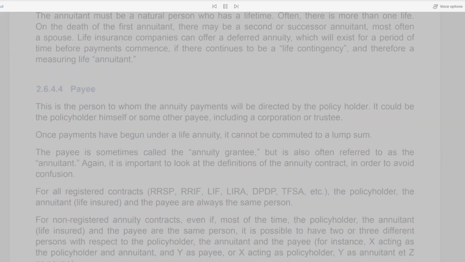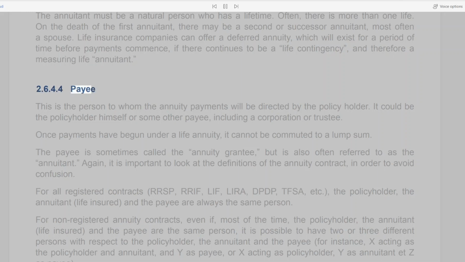The annuitant must be a natural person who has a lifetime. Often, there is more than one life. On the death of the first annuitant, there may be a second or successor annuitant, most often a spouse. Life insurance companies can offer a deferred annuity, which will exist for a period of time before payments commence, if there continues to be a life contingency, and therefore a measuring life annuitant.